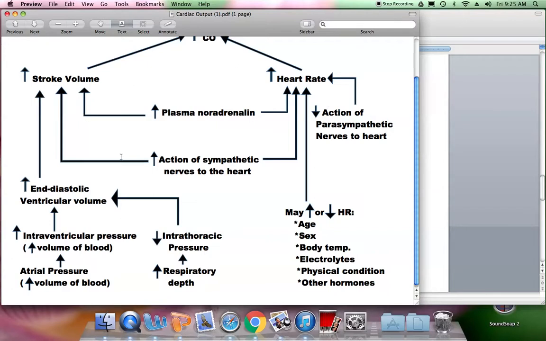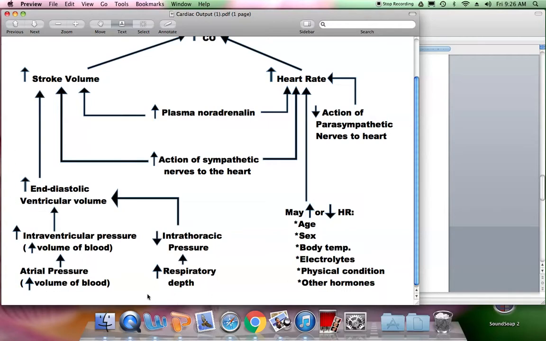Over here is stroke volume. So we already saw that plasma noradrenaline or adrenaline in the bloodstream, and the action of sympathetic nerves to the heart increase stroke volume. And here it's showing you, as more blood returns to the heart, an increased volume of blood comes back to the atria. The atrial pressure goes up. This delivers a higher volume of blood to the ventricles, increasing intraventricular pressure, meaning within the ventricles. This increases end diastolic ventricular volume. That means how much volume of blood there is just before the ventricles contract. An increased end diastolic ventricular volume increases stroke volume.